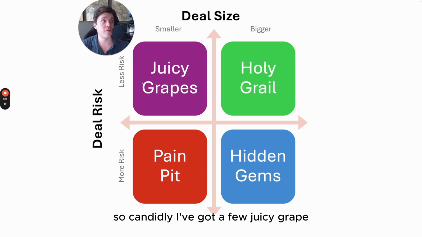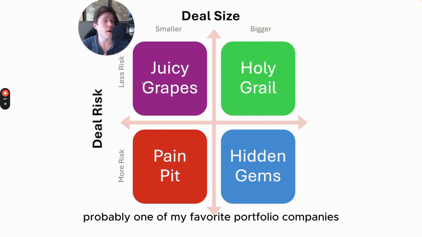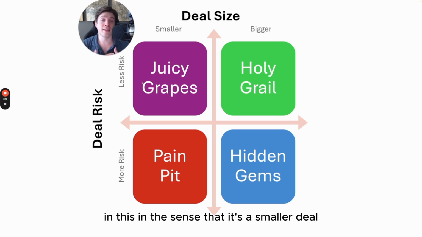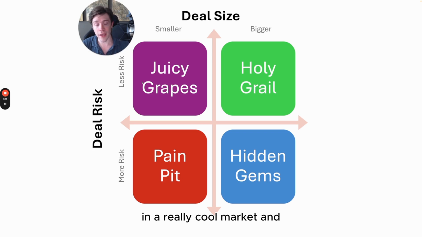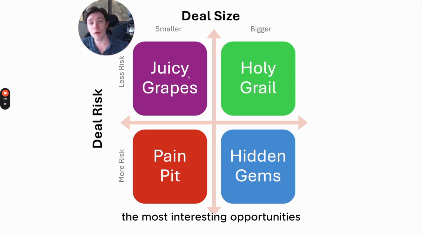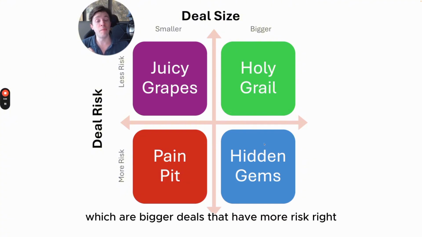Candidly, I've got a few juicy grape businesses that I've acquired as well, and they're not bad businesses. In fact, probably one of my favorite portfolio companies is what I would consider a juicy grape, in the sense that it's a smaller deal, but it was a really well-run company in a really cool market. And having a few of those in your portfolio isn't a bad thing, but the most interesting opportunities, and there's a big caveat here, the most interesting opportunities are what I call hidden gems, which are bigger deals that have more risk, right?